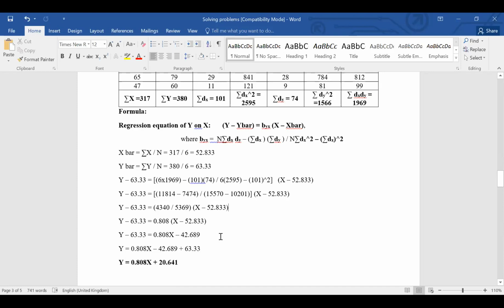All the remaining values will be found, and find out the regression equation x on y. And then finally, they are asking, suppose the age of the person is 50, what will be the blood pressure? That means when x equals 50, what will be the y value? So finally you have to substitute 50 in the place of x and find out the blood pressure value for the person who is aged 50.